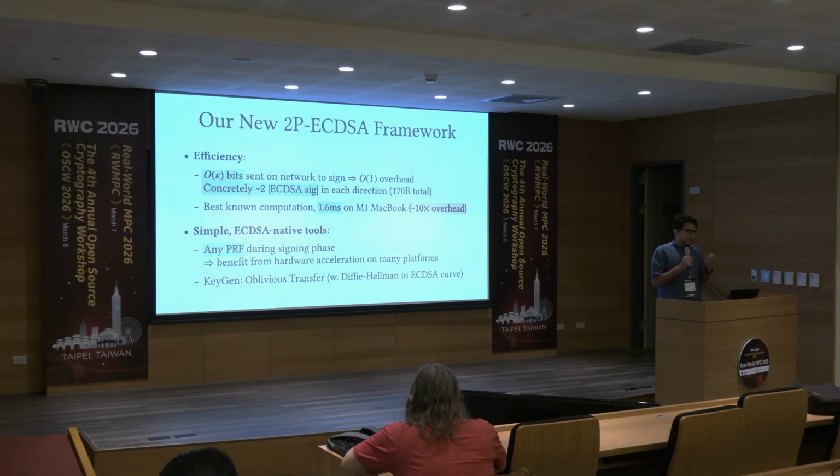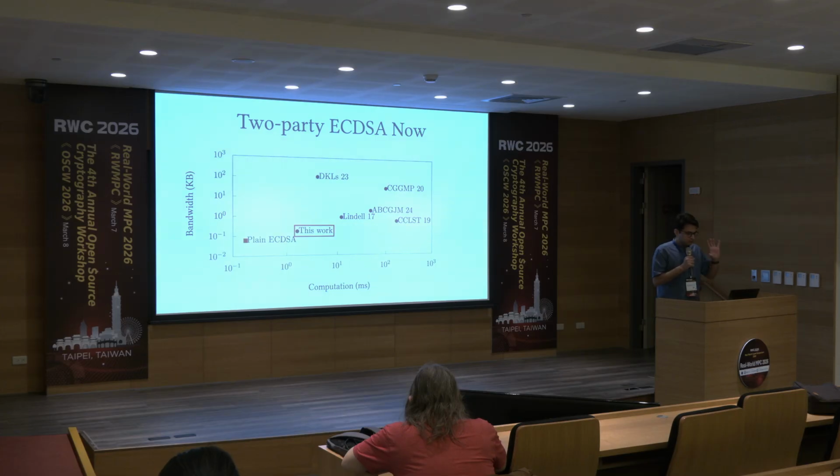And key generation also uses only generic tools. It can be instantiated with just Diffie-Hellman in the signing curve, basically to get oblivious transfer. Right, so to put this work in perspective, essentially on both dimensions, it gets a lot closer to plain ECDSA signing than was previously known.